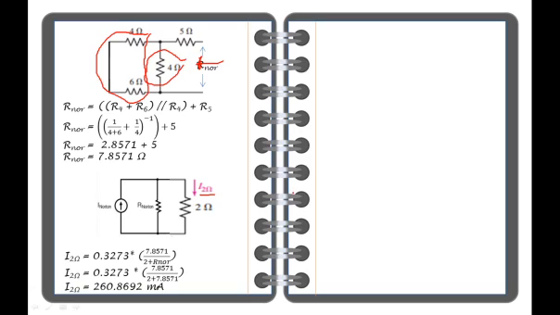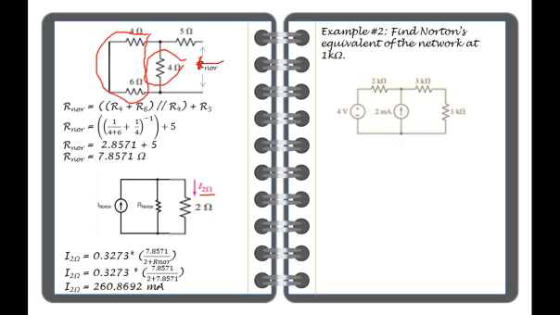So how about if you have two different sources? That is now explained in example number 2. We're going to find the Norton's equivalent of the network at the 1 kilo ohm resistor. Therefore, the 1 kilo ohm resistor is the load circuit. So here's the circuit we're in.